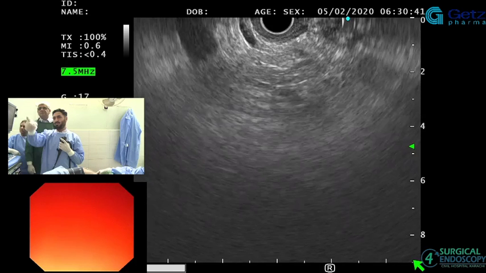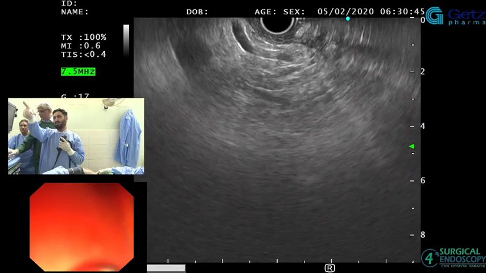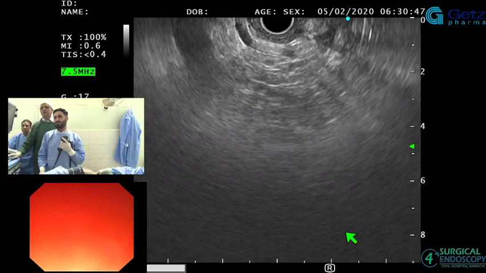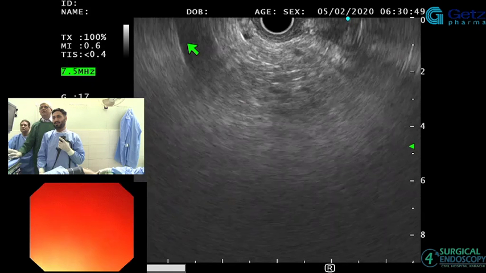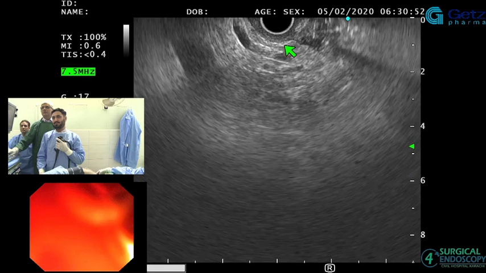Shall we? That's the portal vein. Let me just bring the cursor out. So that's the portal vein. That's the gastroduodenal artery. Okay.